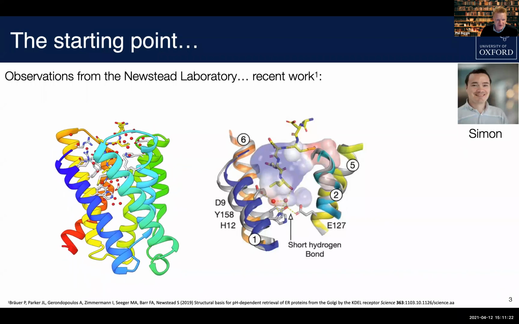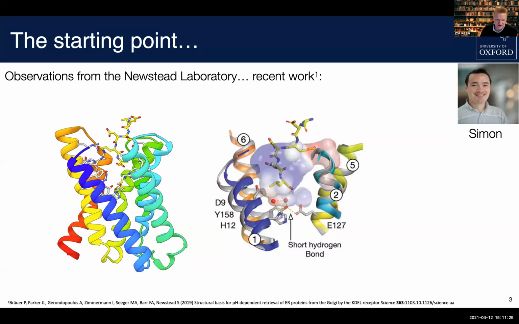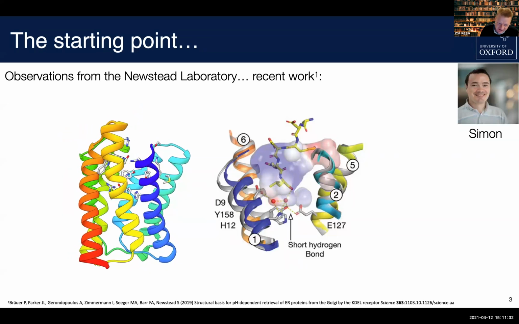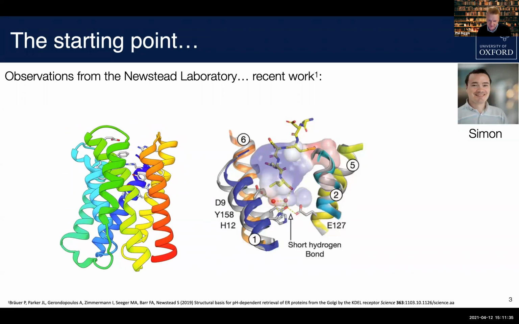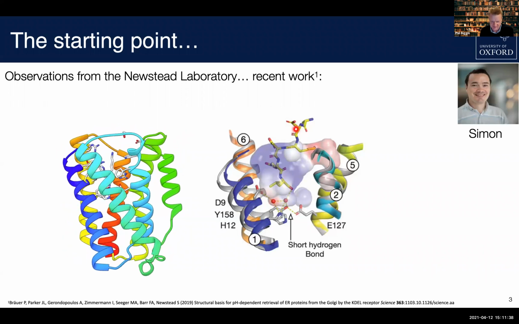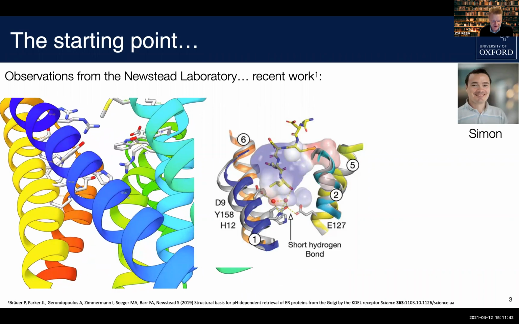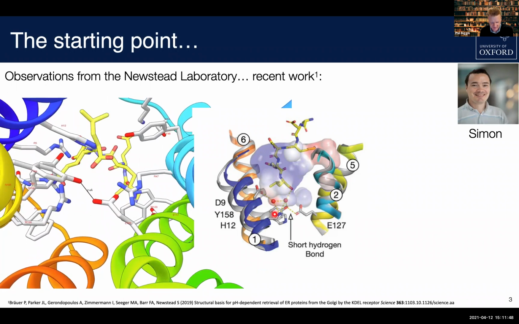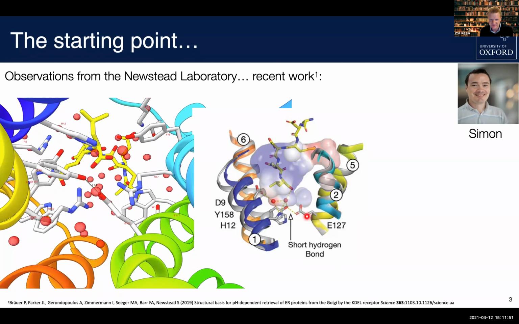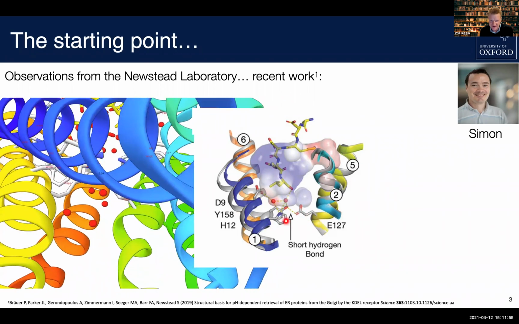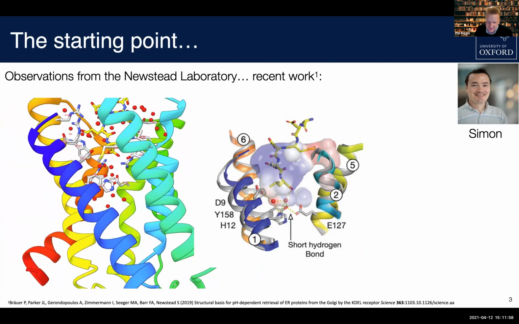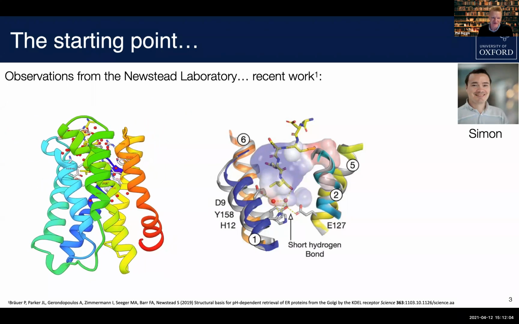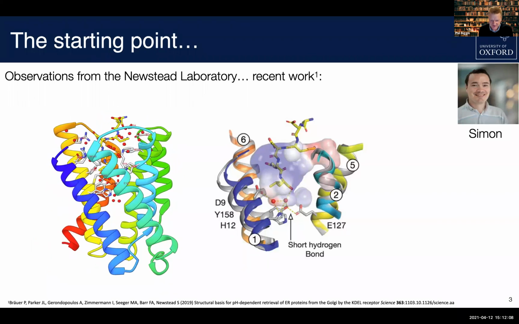There are a couple of rather interesting features from this structure which required a little further investigation, at least we thought they did. One interesting feature was noticed at the bottom of the peptide binding site, which is zoomed in on here on the left. You'll see there's a short hydrogen bond being formed by this tyrosine and this glutamic acid. You'll also notice the presence of this histidine, H12, which you're probably thinking could be a proton sensor, possibly involved in controlling the way the receptor works. That piqued our interest.